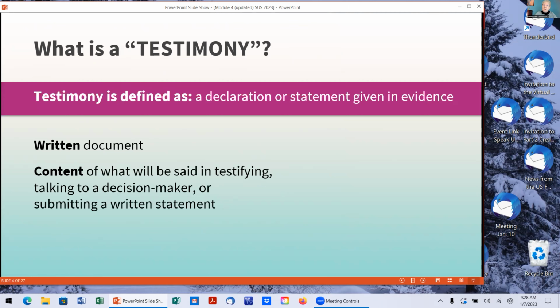So what is testimony? The dictionary definition indicates that testimony is a declaration or statement that's given in evidence of a position. And we note two key features here that are important for us today. First, testimony is a written document. It's the content of what's being said when you testify, or when you talk to a decision maker, or even when you submit a written statement. So testifying is the delivery of your testimony. Testimony is written, testifying is oral.